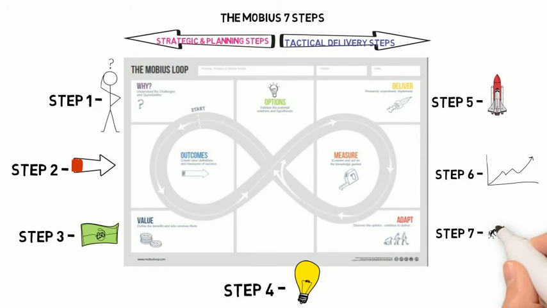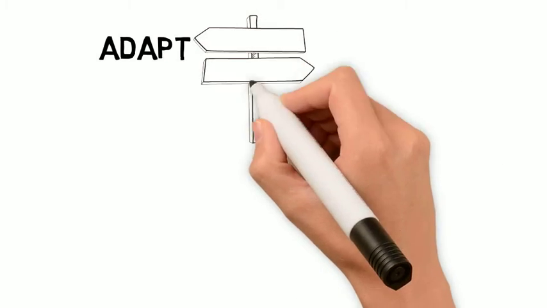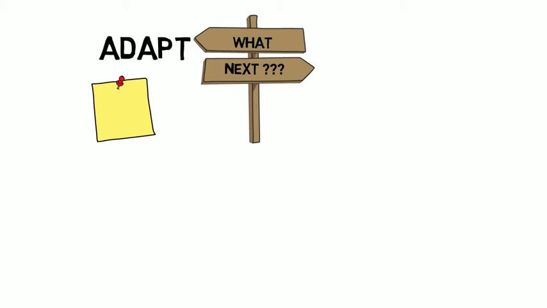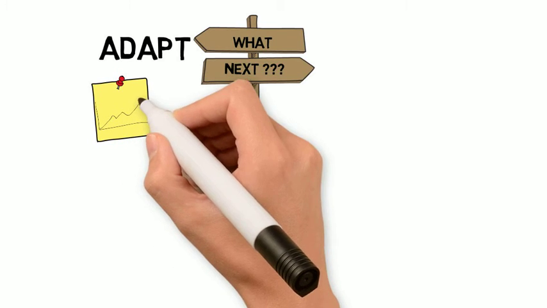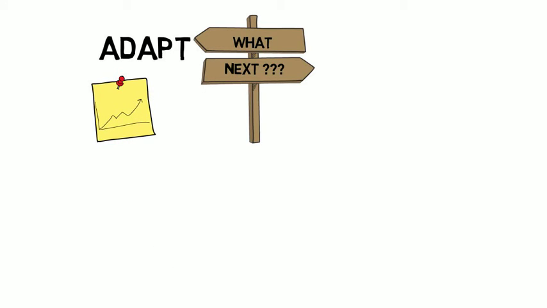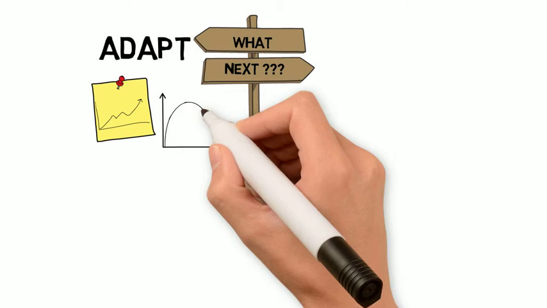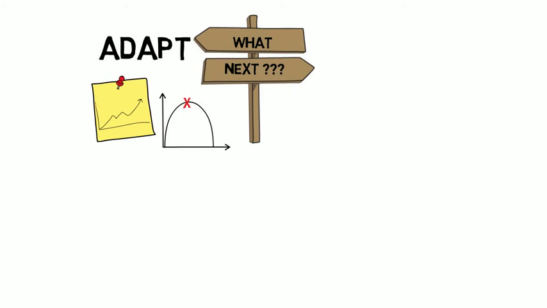Step 7. Adapt. So what should we do next? After gathering the data and reviewing the results of the options, the stakeholders then decide what to do next. They continue to invest in the current options if the team's making progress and delivering value against the outcomes. Continue to invest in this until you approach the point of diminishing returns.